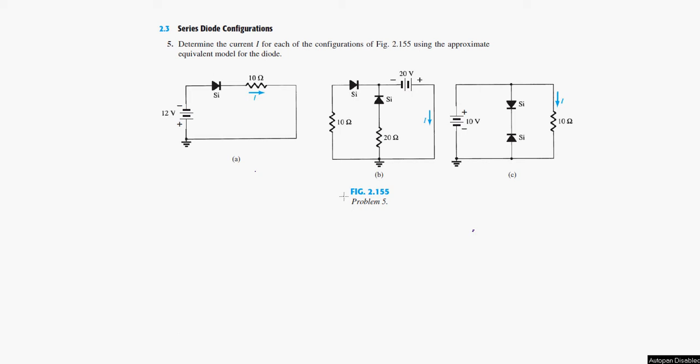Hello and welcome everyone. So in this video we are going to solve some problems, and these problems are from a great book on electronics called Electronic Circuits and Devices by Boylestad, and this book can be found on archive.org.